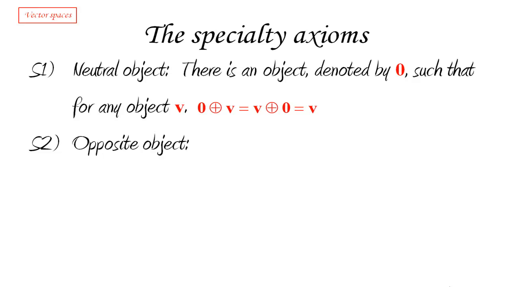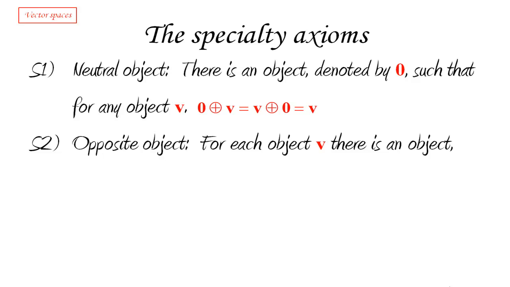The second one is the opposite object axiom. So that says that for each object, there is another object which we're going to denote, again, in a familiar way by negative v, so that when we add negative v and v, we end up with the 0 vector. Okay, so first of all, we need the 0 vector, and by using its definition, it doesn't do anything in addition. And then once we have that one, for each object, we want an opposite object, so that once we add them up, we end up with the 0 vector.